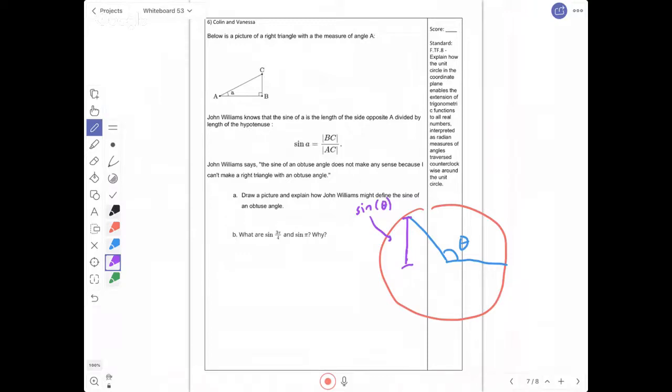Great. What are the sine of 3 pi over 4 and sine of pi? Sine of 3 pi over 4 equals root 2 over 2 because it equals the sine of pi over 4. Same thing. So root 2 over 2. Sine of pi equals sine of 0 equals 0.